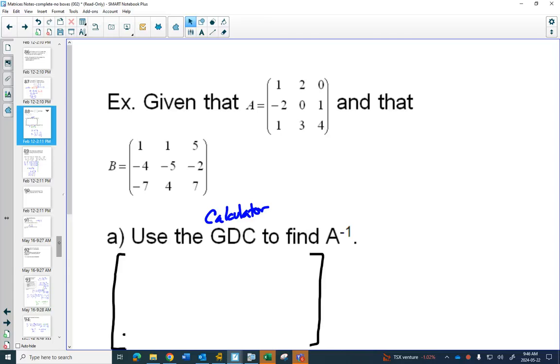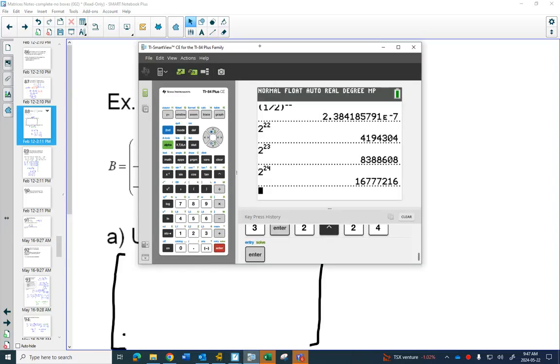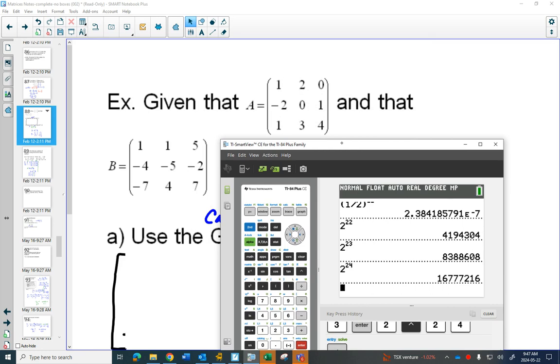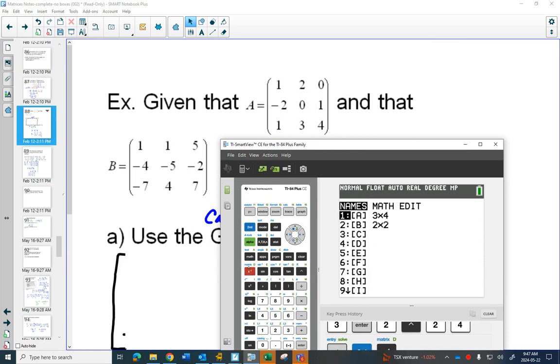So I'd like you to type in A and B into your calculator. So take some time, put A into your calculator, put B into your calculator, and then use your calculator to find A inverse. I will do this as well. So you go second matrix, go over to edit. A is now a 3 by 3.